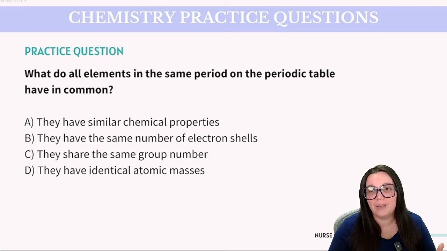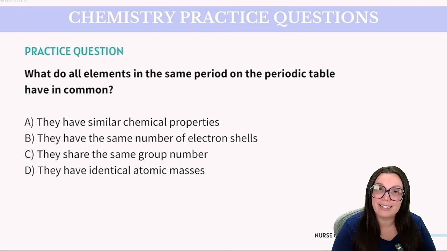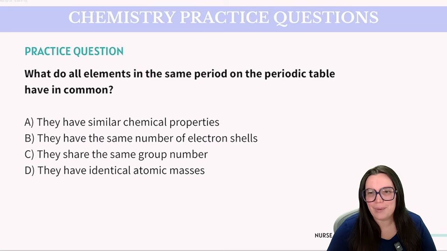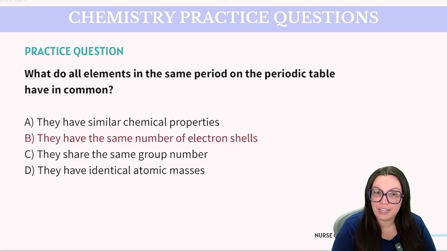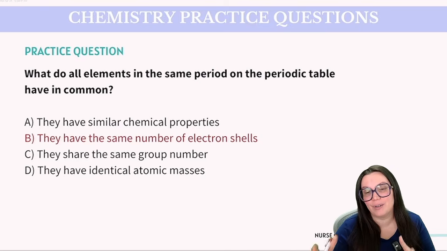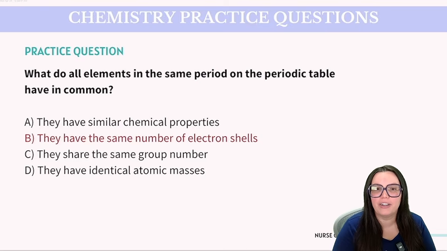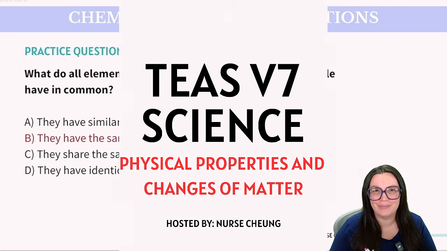What do all elements in the same period on a periodic table have in common? Is it A, they have similar chemical properties? B, they have the same number of electron shells? C, they share the same group number? Or D, they have identical atomic masses? And the correct answer is B, they have the same number of electron shells. Remember, elements that are found in the same period are going to have the same number of electron shells, with each period of the table adding an additional shell as we move from top to bottom.